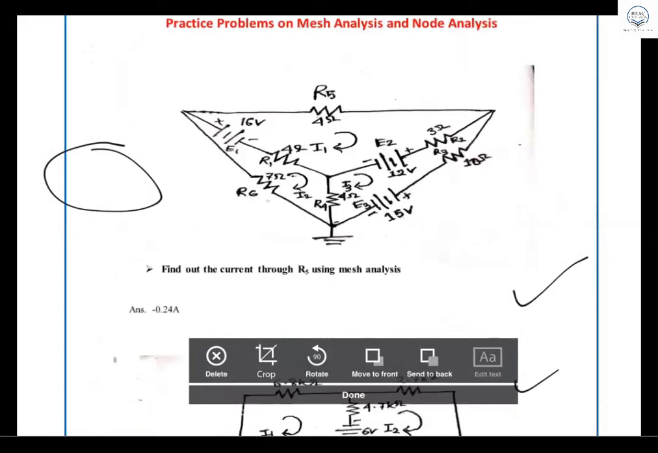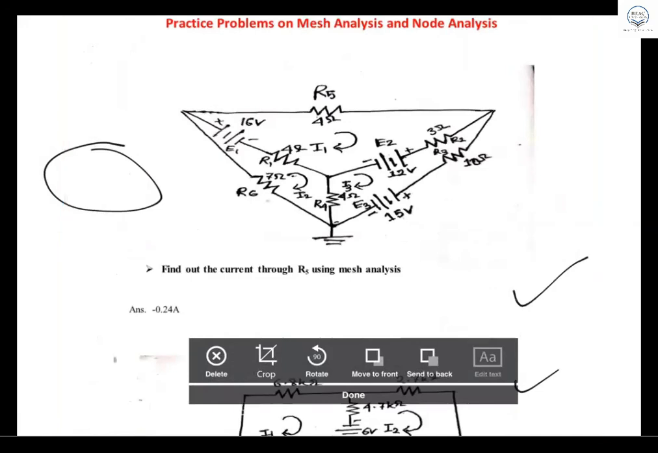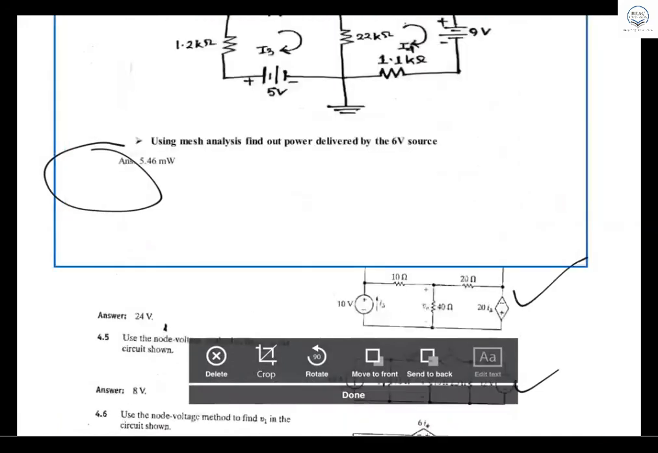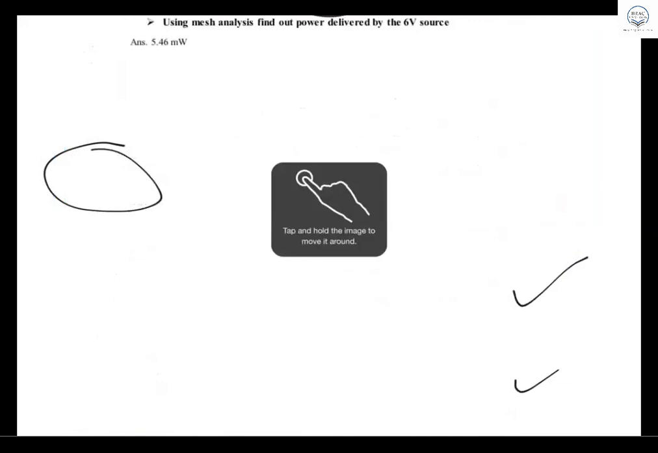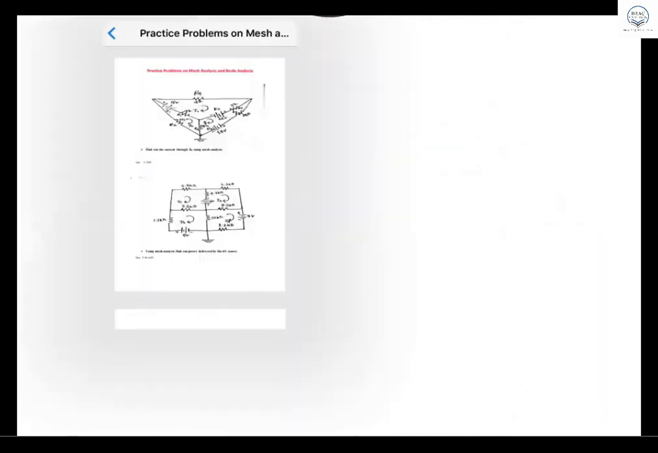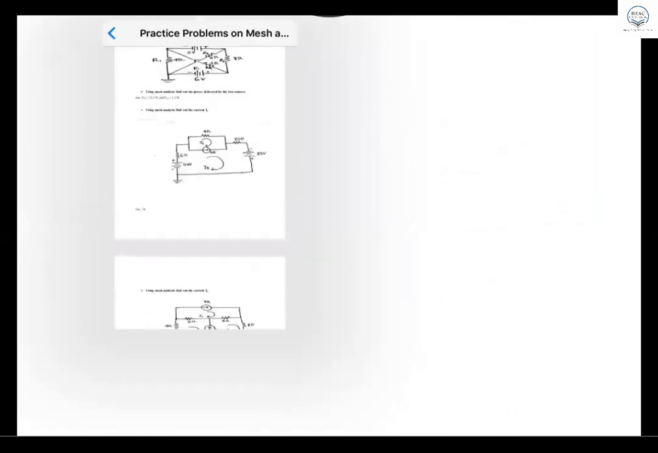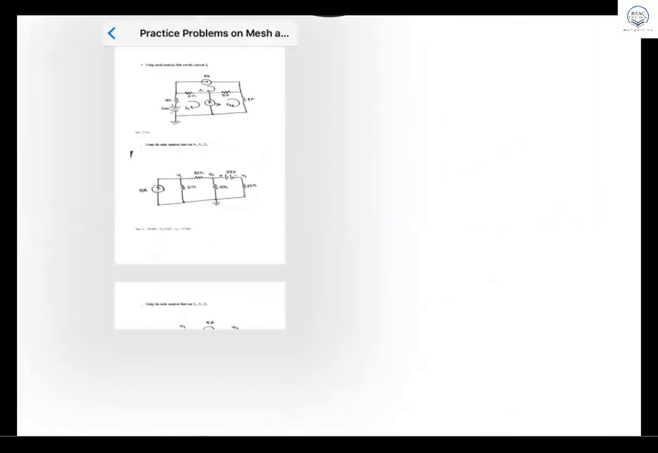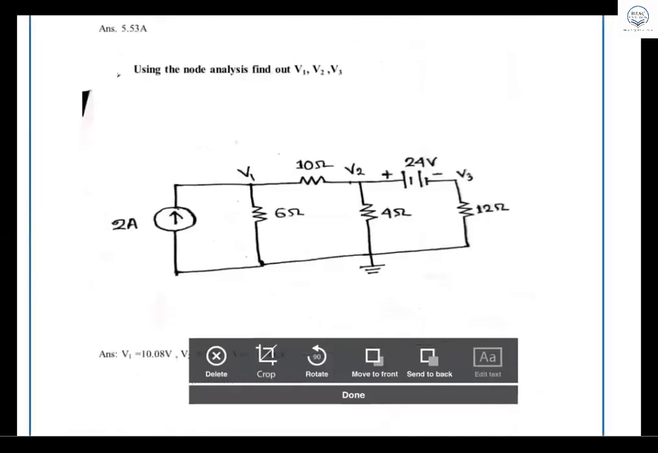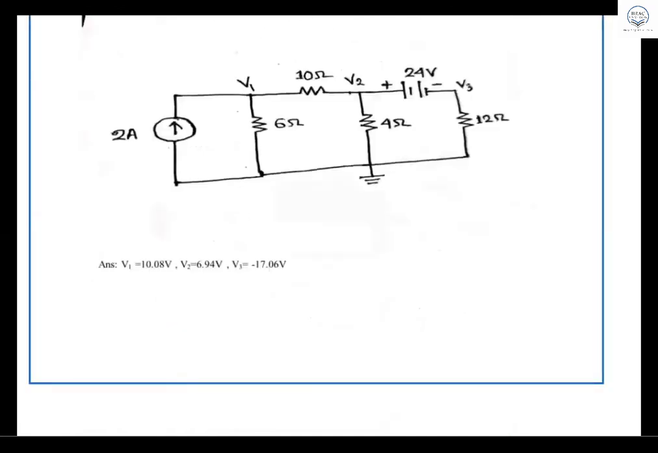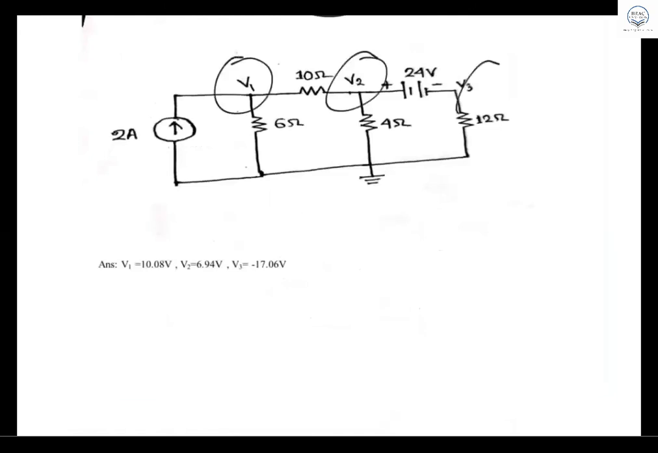Now look at this problem. In this problem sheet, the first 5 problems are mesh analysis. Okay, now this is the mesh. After the 5th one onward, this is the node analysis. Start from here, and the answer is also given. So you can find the solution V1, V2, V3, and check the answer with this.